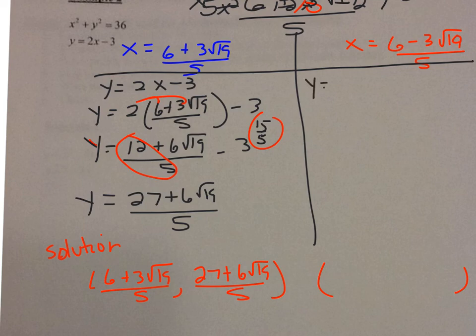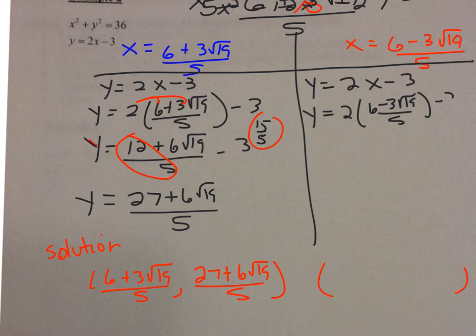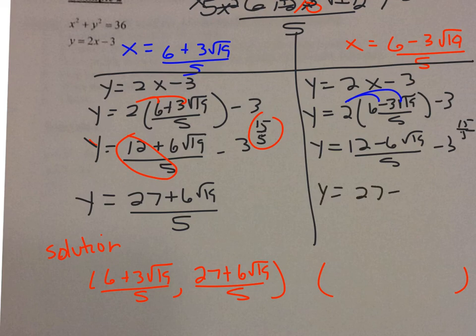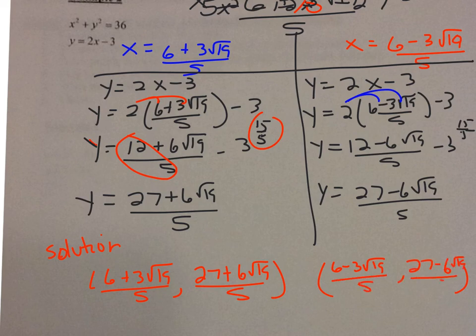So remember, I'm plugging it into y equals 2x minus 3. Y equals 2 times (6 minus 3 square root of 19 over 5) minus 3. Remember, distribute the 2. So we get y equals 12 minus 6 square root of 19 over 5, minus 3. Remember, 3 can be made into 15 fifths and then combine the 12 fifths and the 15 fifths. So I get y is equal to 27 minus 6 square root of 19 over 5. So my other solution, my x is 6 minus 3 square root of 19 over 5, comma, 27 minus 6 square root of 19 over 5.